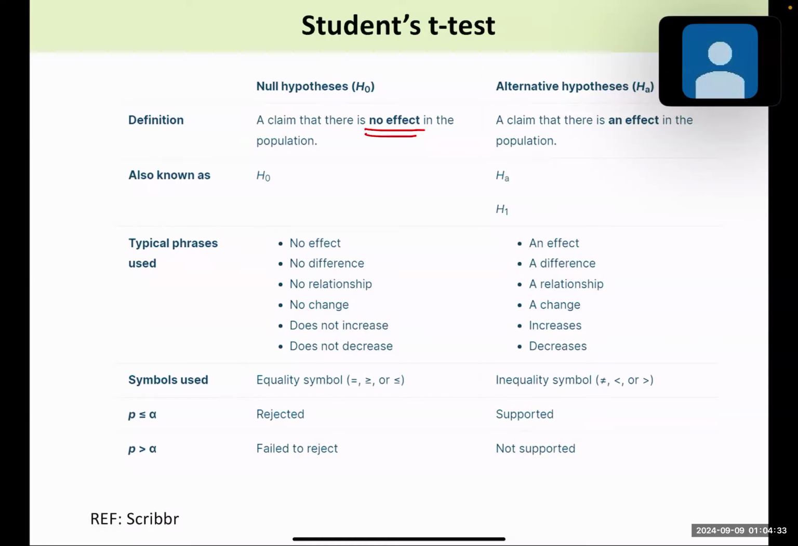So in null hypothesis, you assume that there is no effect, no difference, no relationship, no change, does not increase, does not decrease, right? So the symbols used will be equal signs, right? But in alternative hypothesis, it assumes that there is an effect, there is a difference, there is a relationship, there is a change, whether it increases or decreases, right?